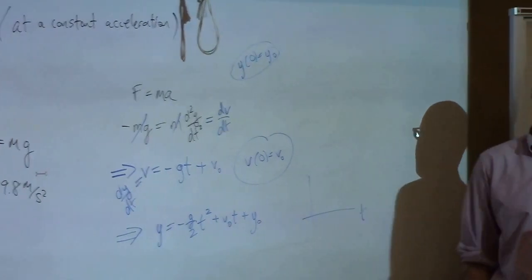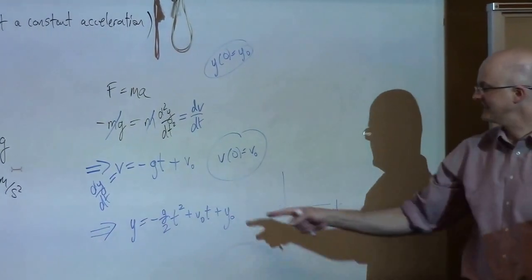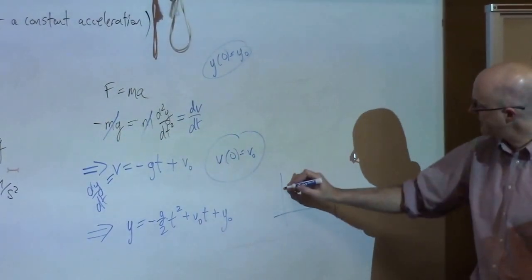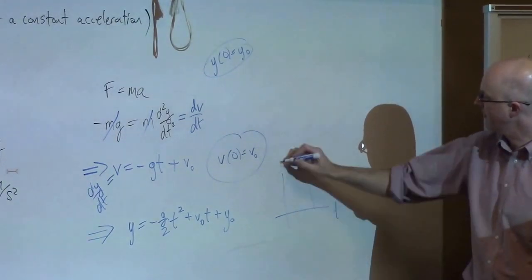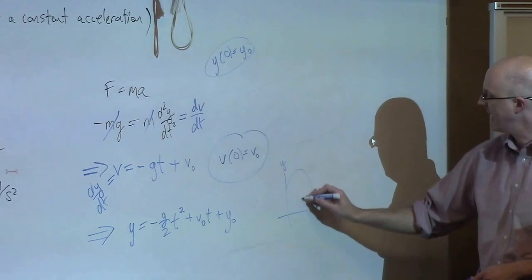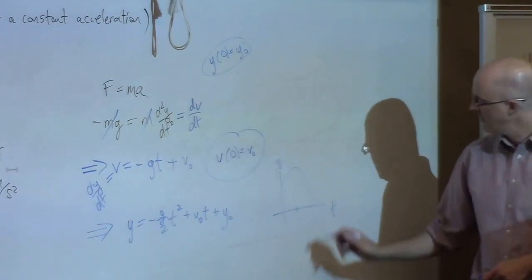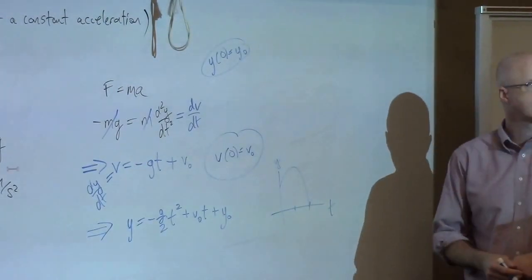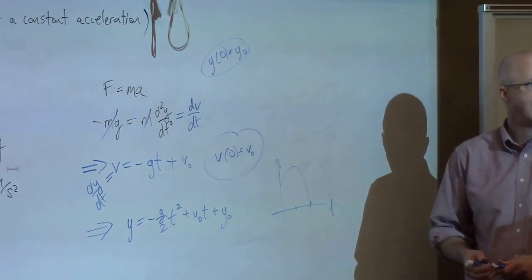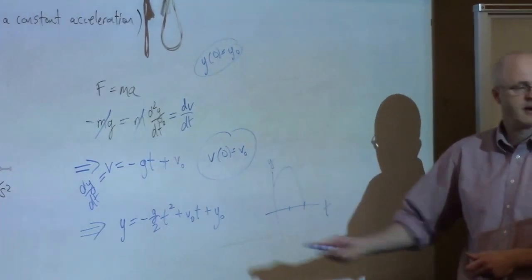Well, if you've got positive initial upward velocity, if v0 is positive and y0 is positive, your graph is going to look like this for y as a function of t. And you can find things like what time does it reach its high point, what time does it hit the ground, that kind of thing. You can find those kinds of answers once you've got this function.